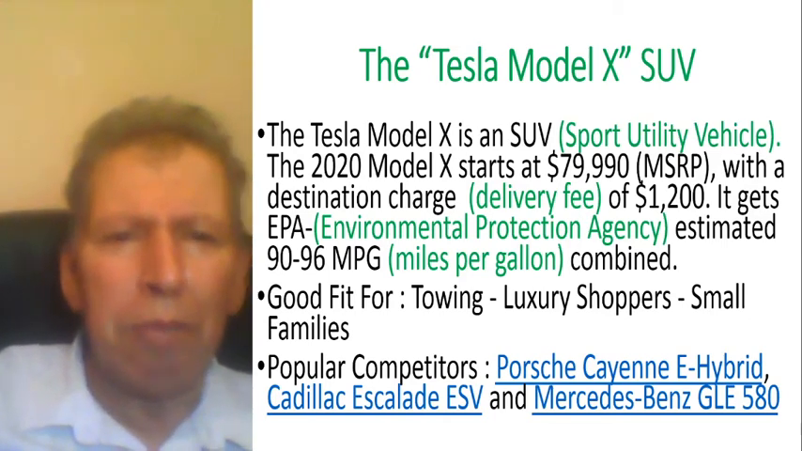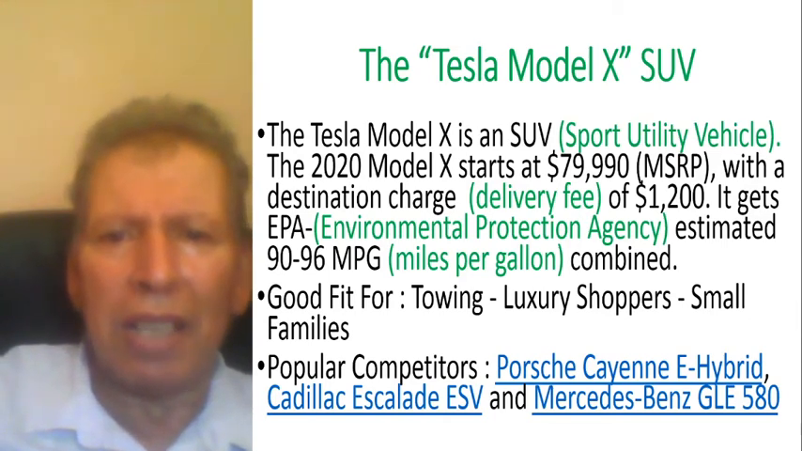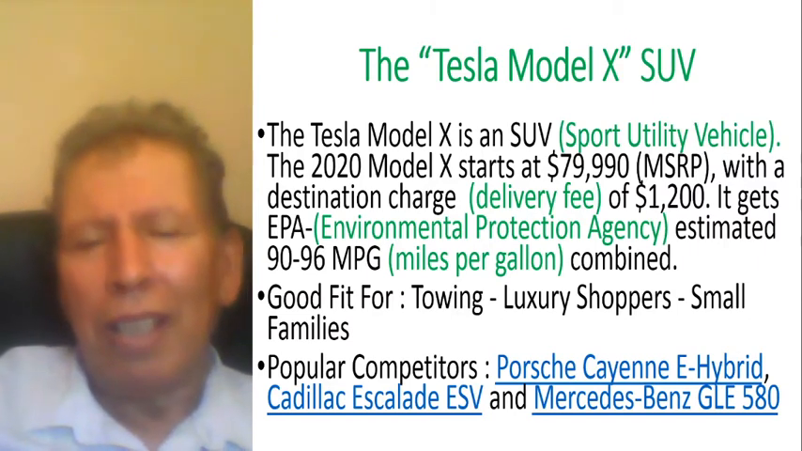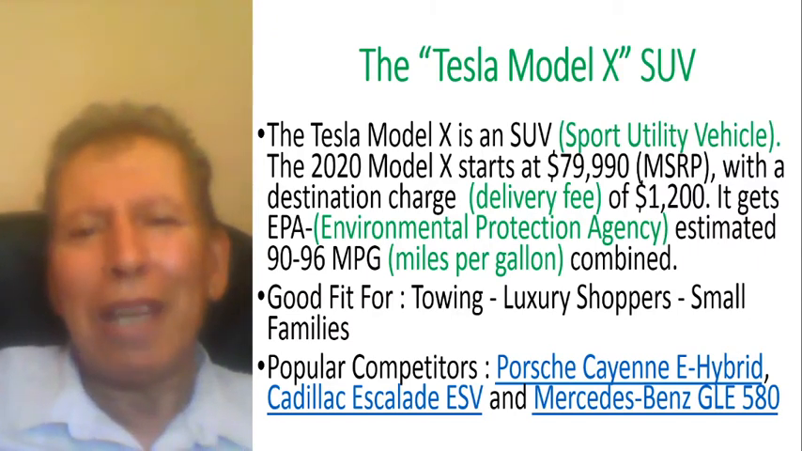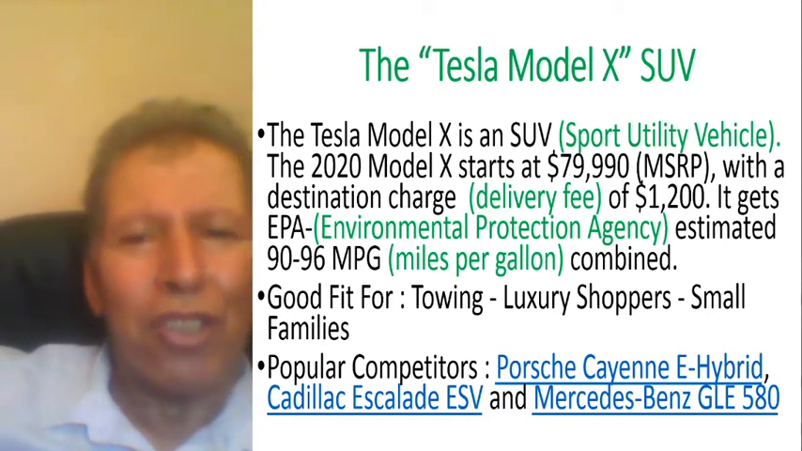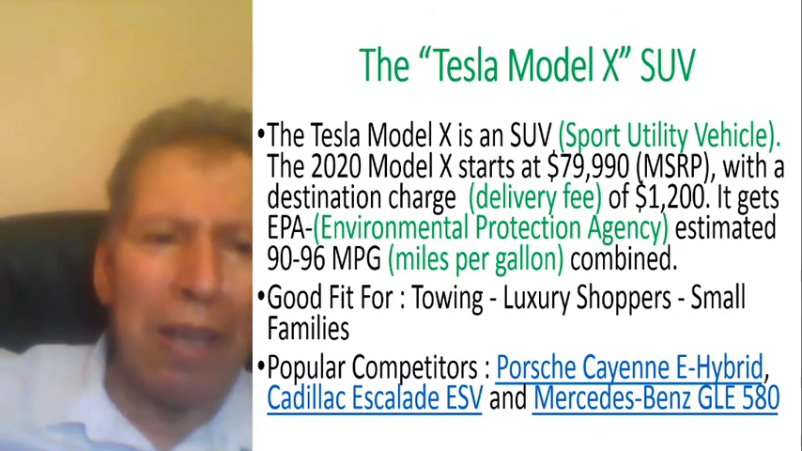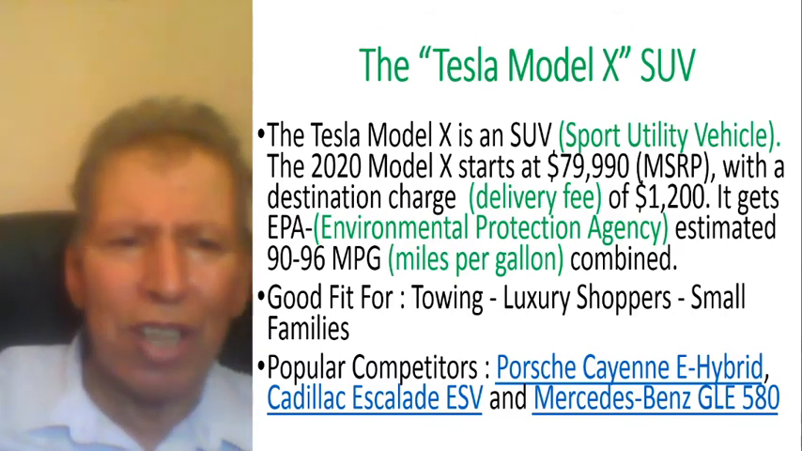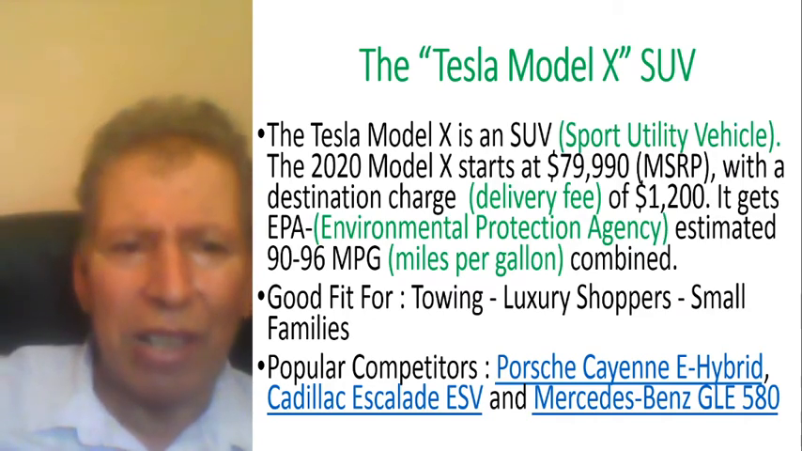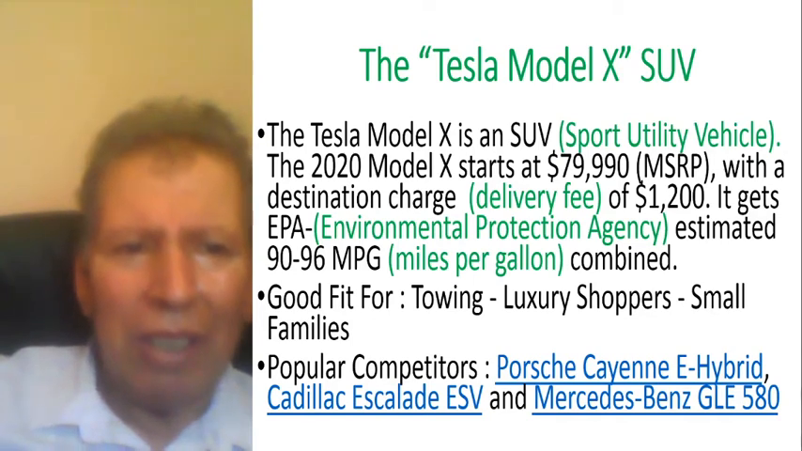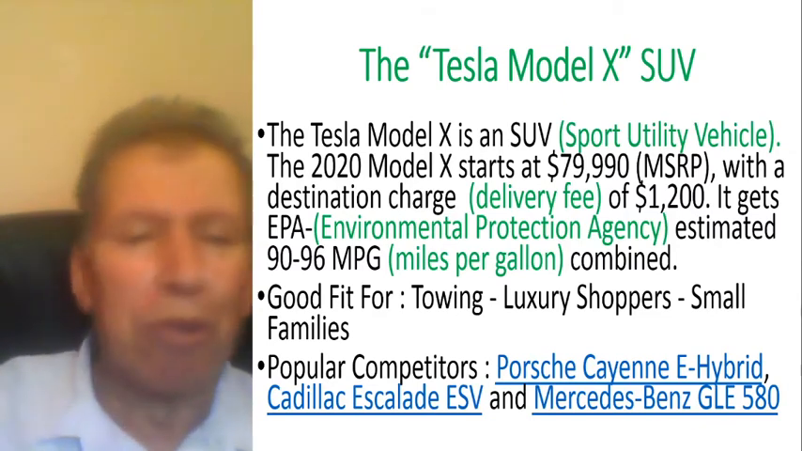The 2020 Model X starts at $79,999. That's for publicity. It's $80,000. It's مليون كل مليون ينطح مليون. With a destination charge delivery fee, the same destination charge as the previous cars. It gets EPA, Environment Protection Agency, estimated at 96. It's lower than the previous ones. Mile per gallon, 96 mile per gallon. That's good.